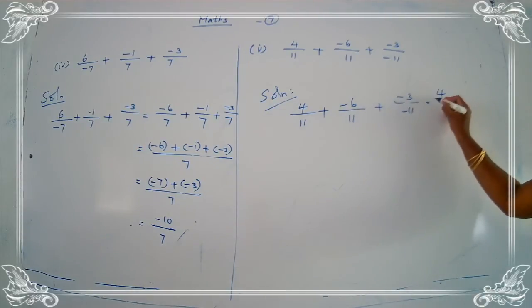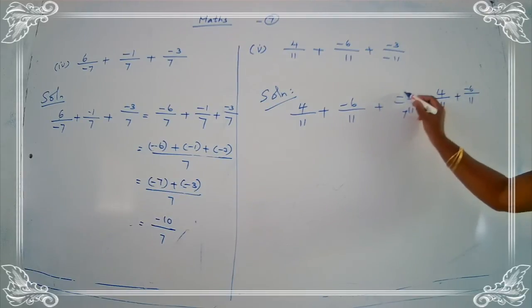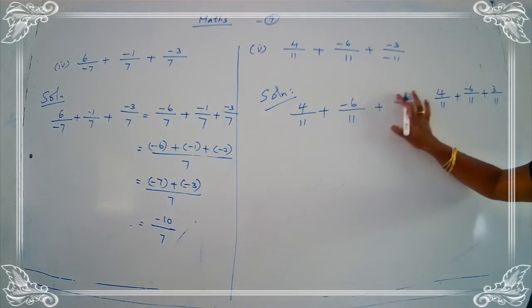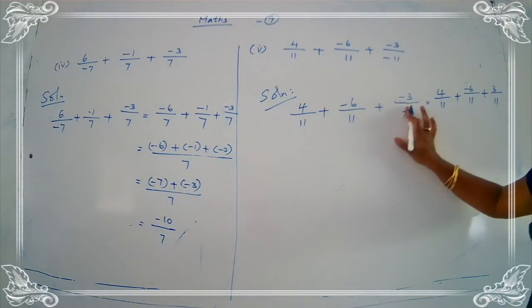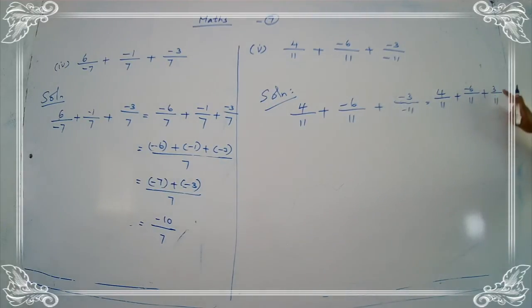So you write 4 upon 11 plus minus 6 upon 11 minus minus cancel, so your answer is 3 upon 11. Okay, children? Minus divided by minus, your answer is plus only. That's why your answer is 3 upon 11.